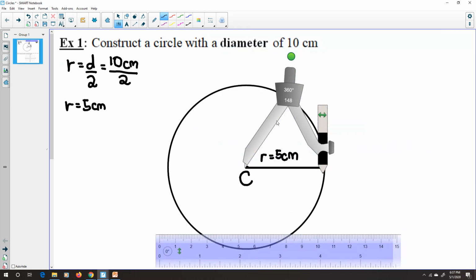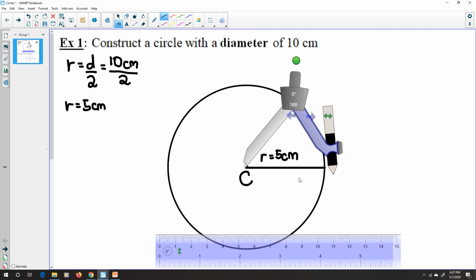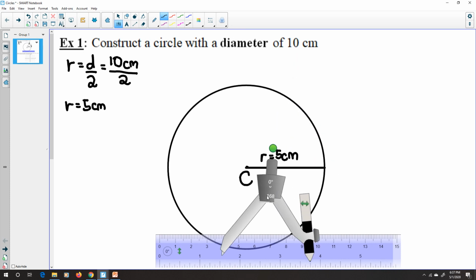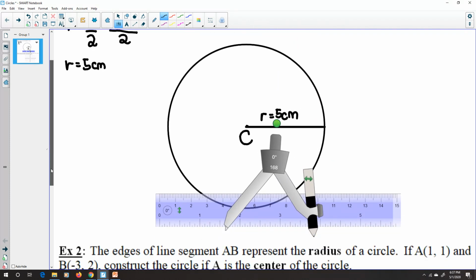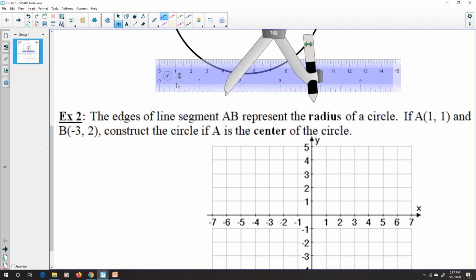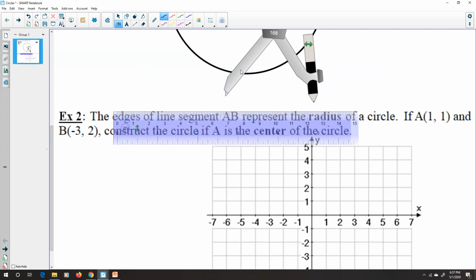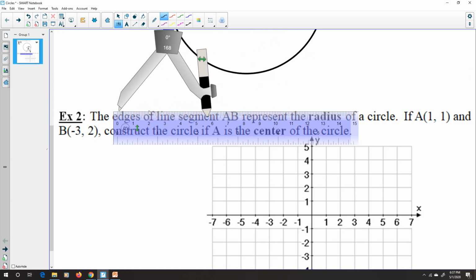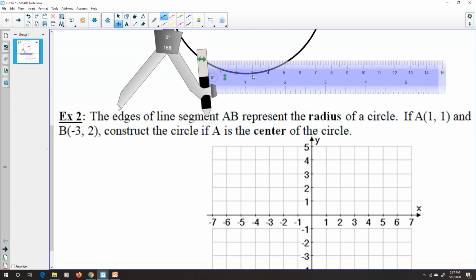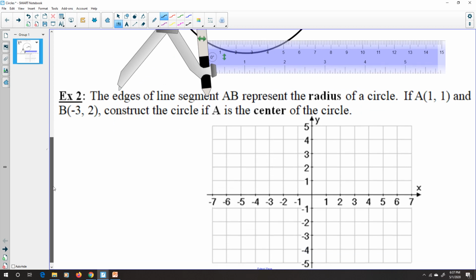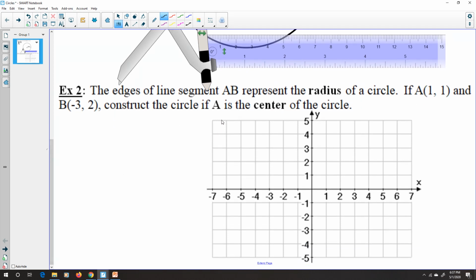So I'm going to drag the compass and the ruler down. Let's go down here. Okay, so example 2 says the edges of line segment AB represent the radius of a circle. If point A has coordinates of 1, 1, and B has coordinates of -3, 2, construct the circle if A is the center of the circle.